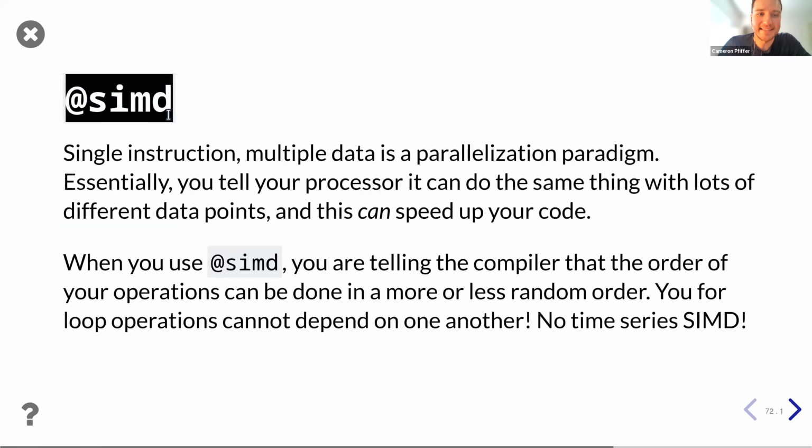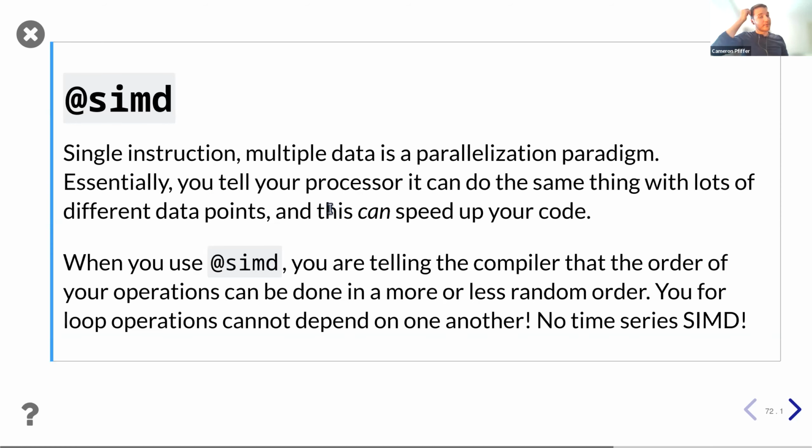The next one is @simd. So SIMD stands for single instruction, multiple data. And I talked about this a little bit in the parallelization lecture. But basically what you do is you say, dear CPU, I have one thing I need you to do, but I need you to do it to a lot of different things. And when you tell your processor to do SIMD stuff, your processor doesn't have to use up a bunch of different instructions for all the different data points. It stores just the one instruction and it just runs all the data through it.